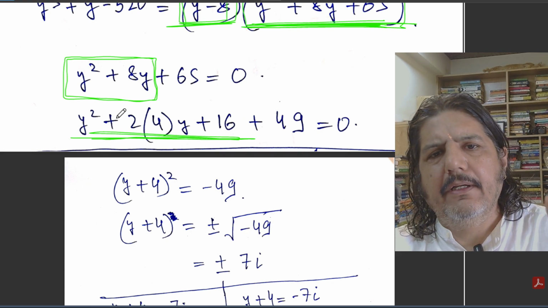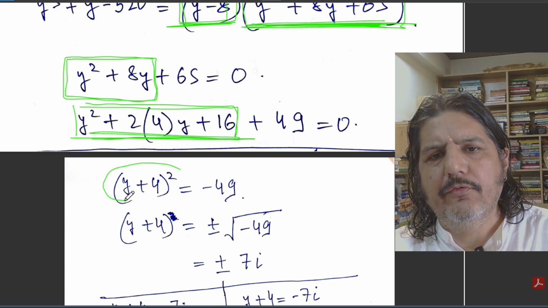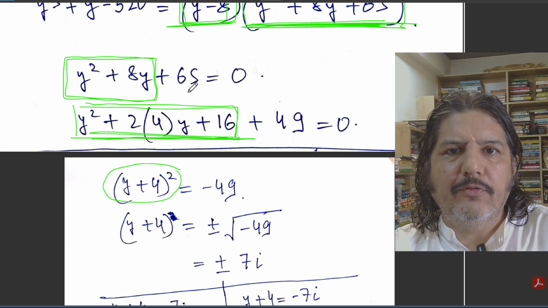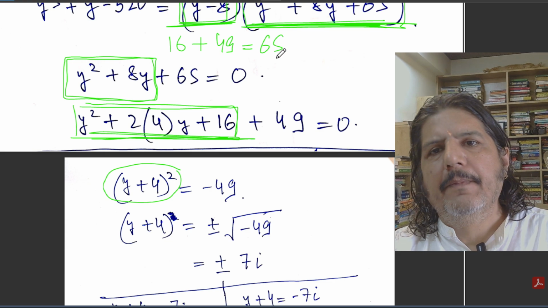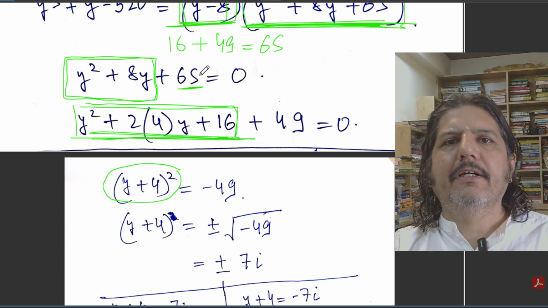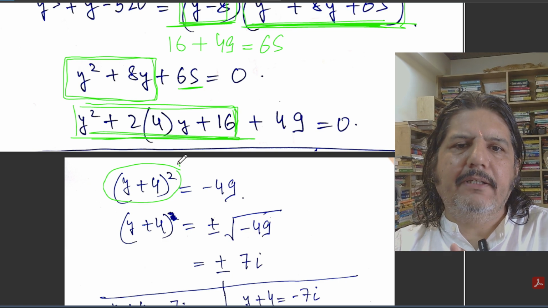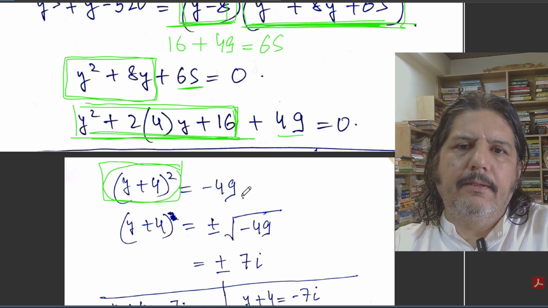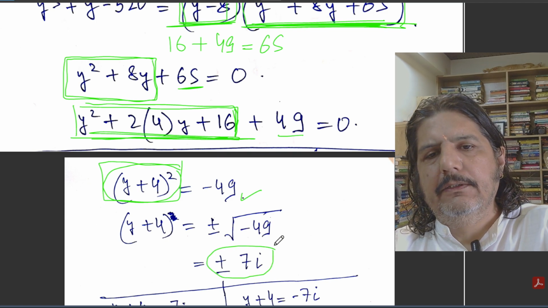Basically it's one and the same thing. If I understand that this is equal to y plus 4 whole square, then 16 plus 49 is equal to 65. Hope you are able to understand. So another way of looking at this is that I have broken 65 into 16 and 49, and 16 helps me make this a complete square. Then I take 49 on the right hand side, and this becomes plus minus 7 iota.